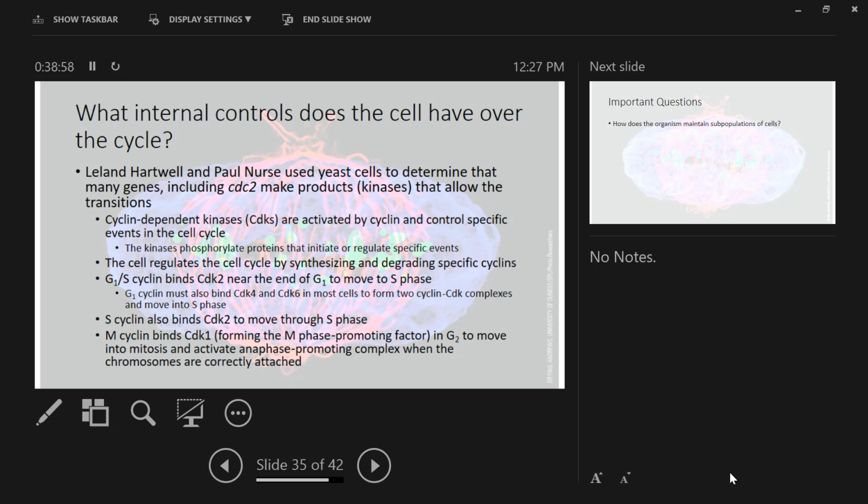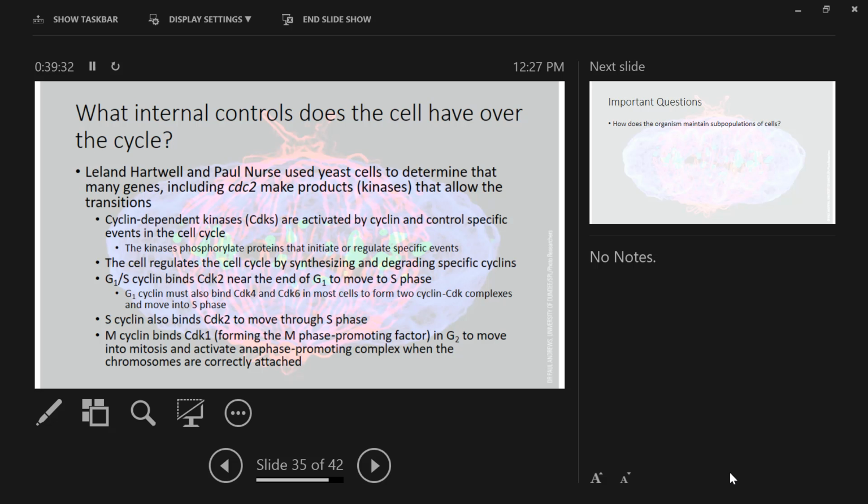So the cell controls this entire process by synthesizing and degrading specific cyclins. So if it wants to move from G1 to S, it makes the G1S cyclin and it makes the S cyclin, so that when they bind to CDK2, the cell is able to go from G1 into S. If the cell wants to go from S into G2, it needs to make the M cyclin that will bind to CDK1.